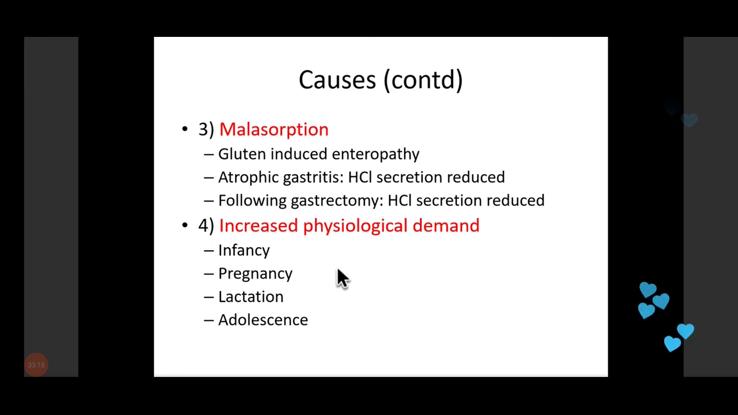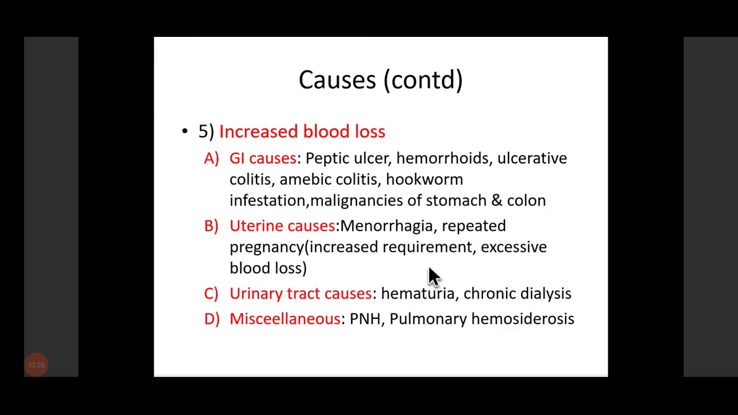So if there is an increase in demand in infants, in pregnancy, lactation and adolescence, this physiological increase in demand is common even in iron deficiency or even in macrocytic anemia, vitamin B12 or folic acid deficiency. There is an increased blood loss, which I have depicted in the second case, in which the patient was having abnormal uterine bleeding, which is menorrhagia, repeated pregnancy loss.